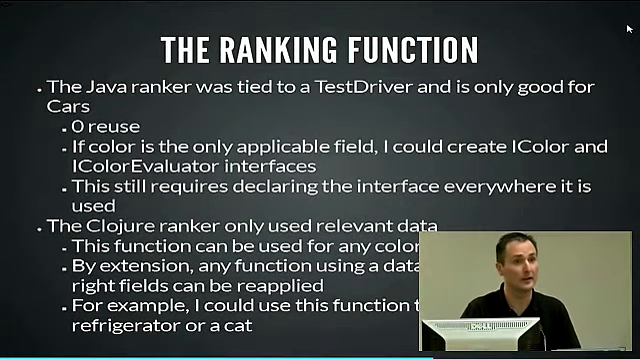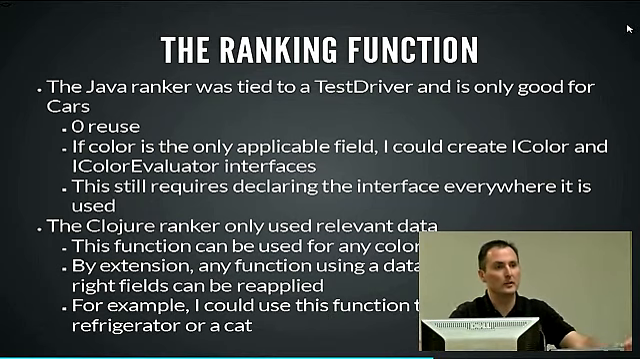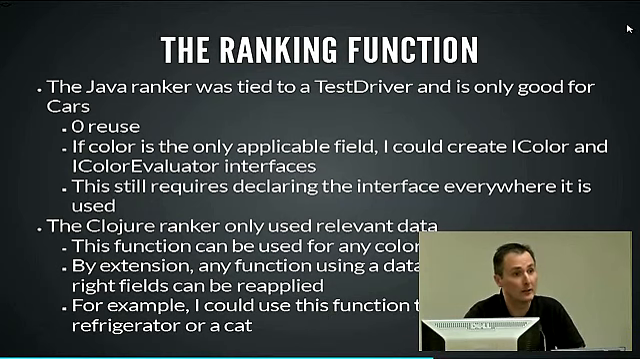Okay, finally, let's talk about our ranking function, how I rank the car. The ranker function was tied to a test driver, and it's only good for a car that has 0 reuse. I could never use that for anything but test drivers and cars. However, if color was the only applicable field, I could create an iColor and an iColor evaluator, but then I'd have to declare that interface everywhere that matters.